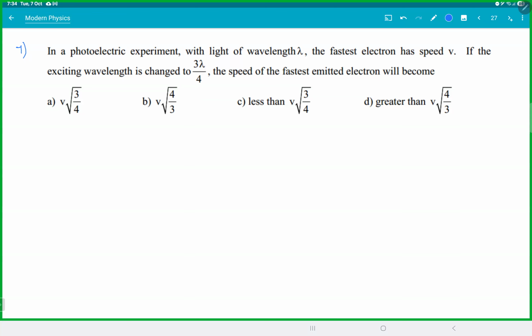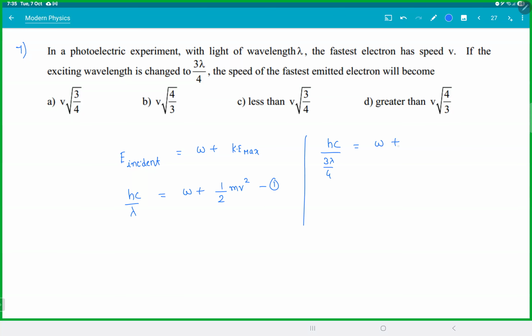Hey, Keshav. This is a very good question, a proper mains level question. See, what is the formula? Energy incident is work function plus KE max. So you are giving hc by lambda. Work function, I don't know. Fastest electron means half mv square. This is equation 1. Now you made the wavelength 3 lambda by 4, so the energy is 4hc by 3 lambda.